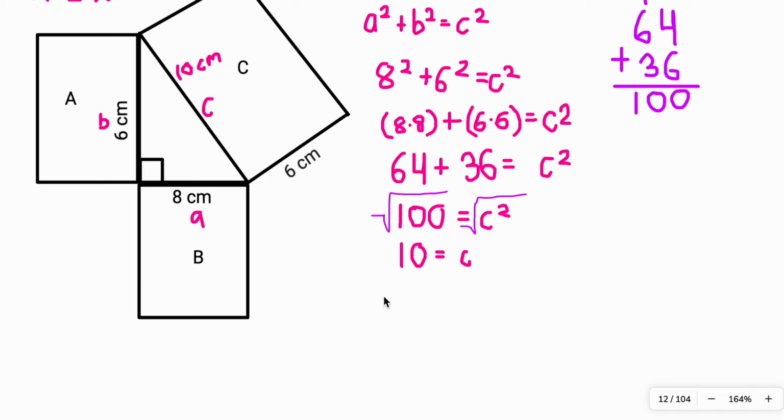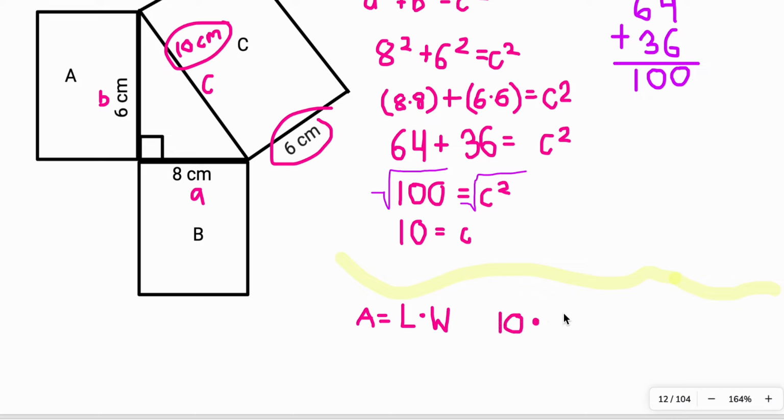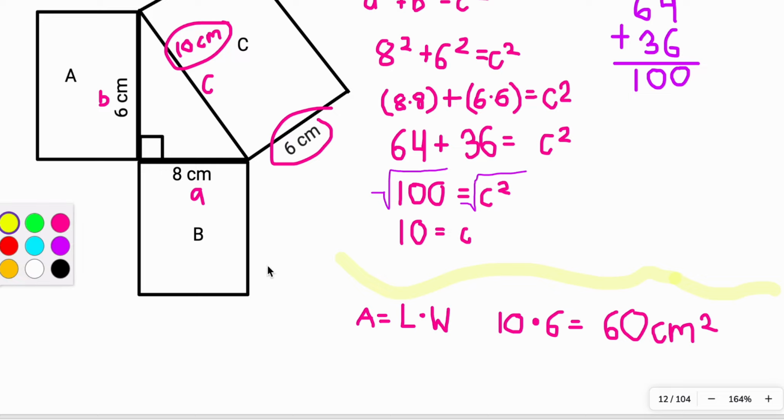So all we have to do is just multiply: area equals length times width. I'm going to write that formula on the bottom. And we just have to plug in the length and the width. So we have 10 times 6, and that will give us 60 centimeters squared. So that will be our final answer for our last question.